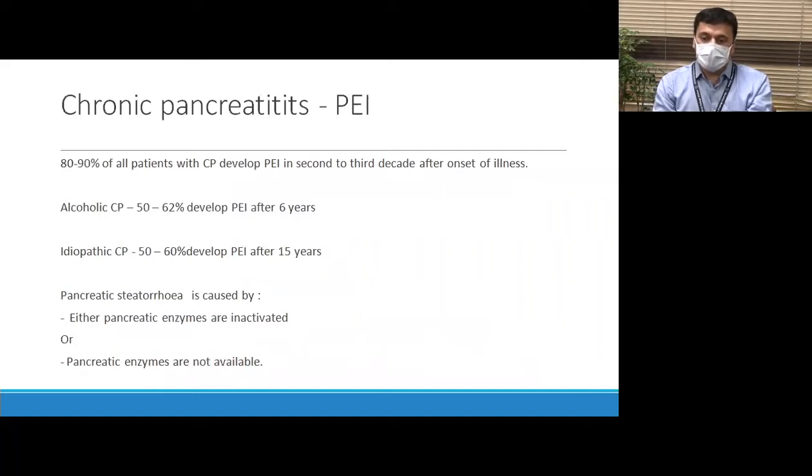80 to 90% of all patients with chronic pancreatitis develop pancreatic exocrine insufficiency from the second or third decade of the development of the disease. But pancreatic exocrine insufficiency is more common in patients with alcohol-related chronic pancreatitis. In this group, nearly 60% of them develop pancreatic exocrine insufficiency in about 5 to 6 years, while in idiopathic chronic pancreatitis, pancreatic exocrine insufficiency occurs after 15 years.